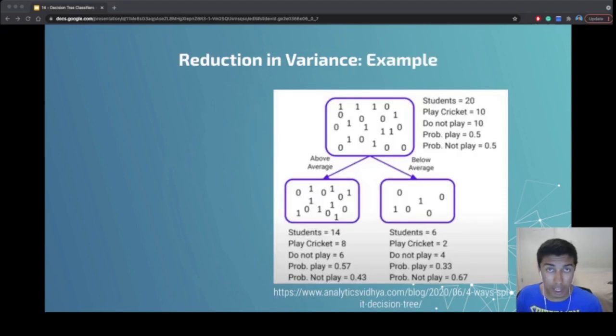Here's a basic example of using the reduction in variance method. The picture here is taken from Analytics Vidhya and considers data points of students who are indicating whether they play cricket or not, which is based upon their performance in class.